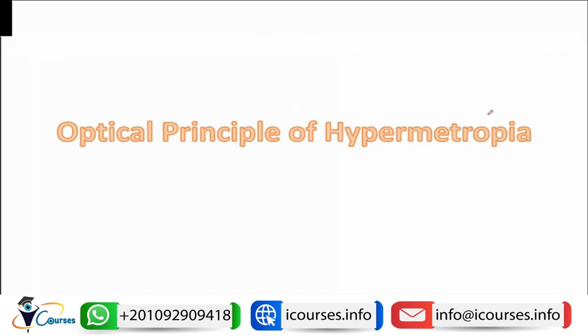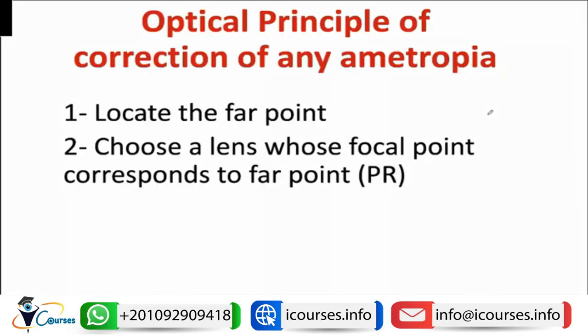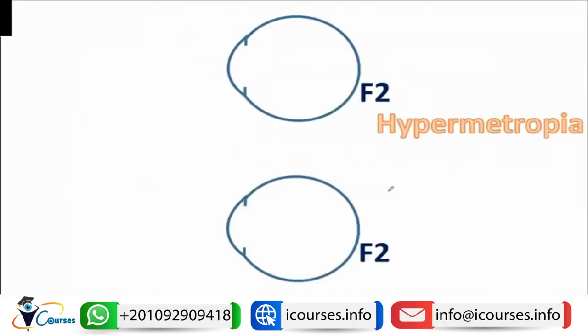Let's come to the optical principle of hypermetropia and how we can correct it. It will be the same principle. How can we correct any ametropia? By first locating the far point, or the punctum remotum, then putting a lens whose focal point will be coincident with the punctum remotum.